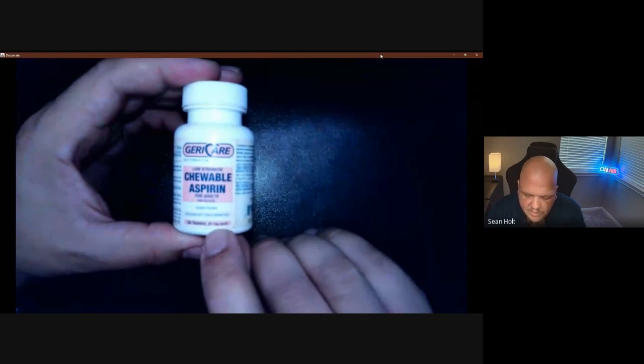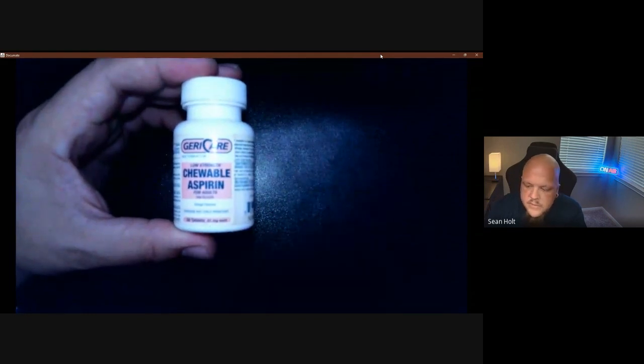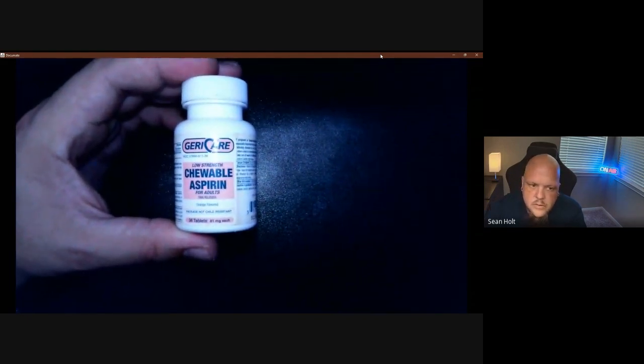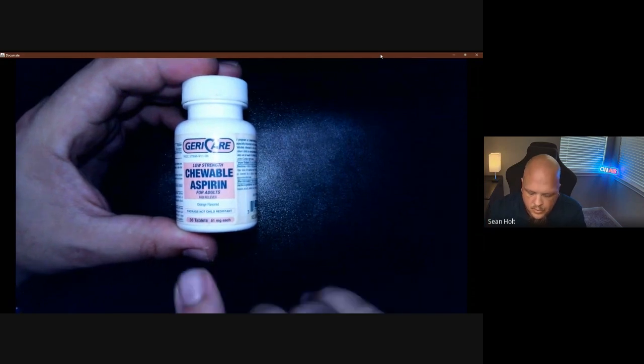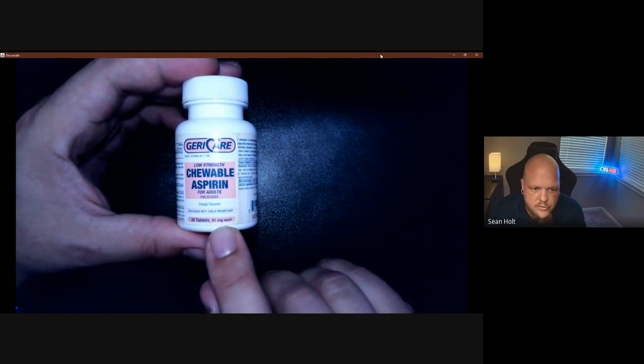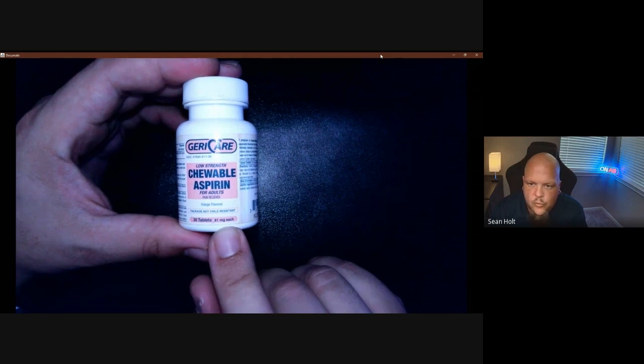We see it right down here at the bottom. Let me see if I can autofocus. Yeah, so 81 milligrams each. What is 81 times 4?